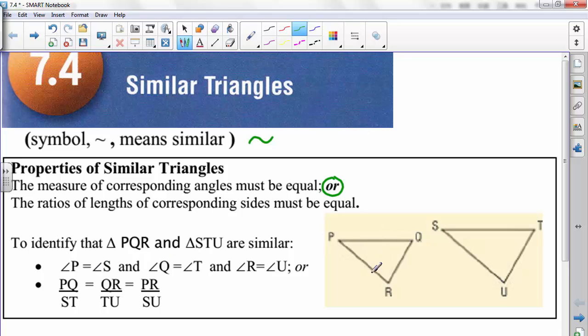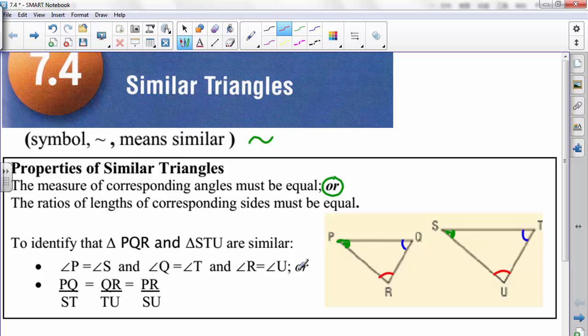Let's look at these two triangles. If I want to identify whether these two triangles are similar, I will find their corresponding angles. We can see that angle P corresponds to angle S. Angle P equals angle S if these two triangles are similar. Angle Q corresponds to angle T, so angle Q is equal to angle T. Angle R corresponds to angle U, so these two angles should be equal.